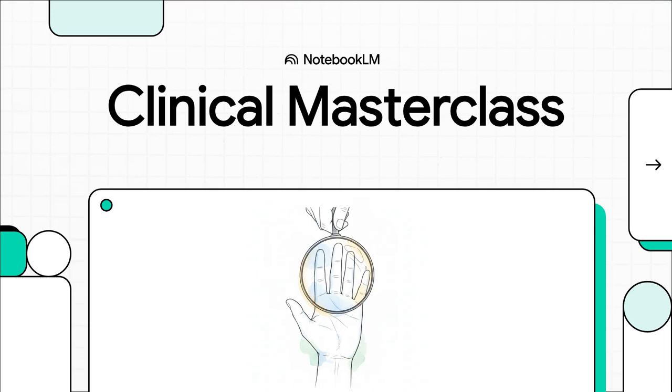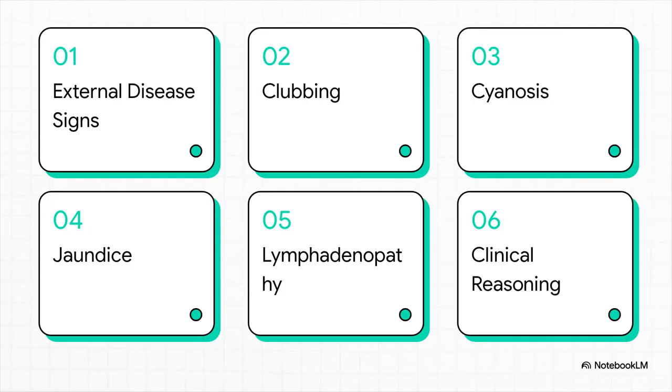Welcome to this explainer. Have you ever watched a master clinician spot a severe internal illness just by shaking a patient's hand or looking him in the eye? It's like a magic trick, right? But it's not magic. Today, we're doing a complete clinical masterclass on exactly how you decode those external features of systemic disease. Here's our roadmap for today.